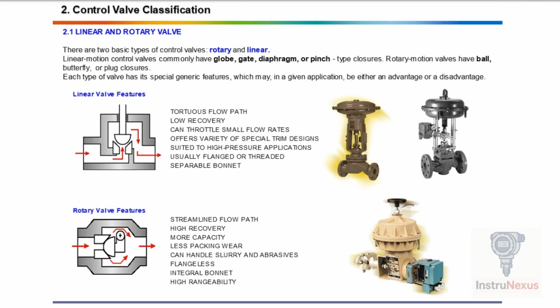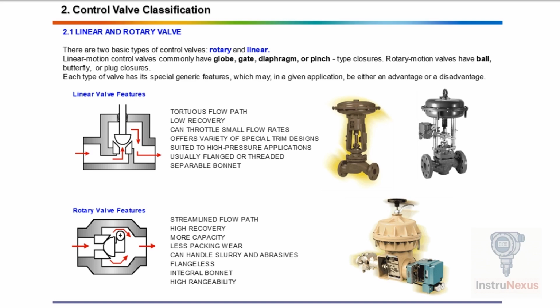If the trim moves in a straight, vertical motion to open or close the valve, it's known as a linear valve. On the other hand, if the trim operates with a rotating or side-to-side motion, it's classified as a rotary valve. Linear motion control valves commonly have globe, gate, diaphragm, or pinch type closures. Rotary motion valves have ball, butterfly, or plug closures.